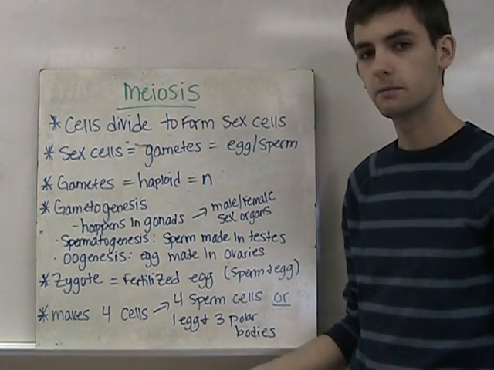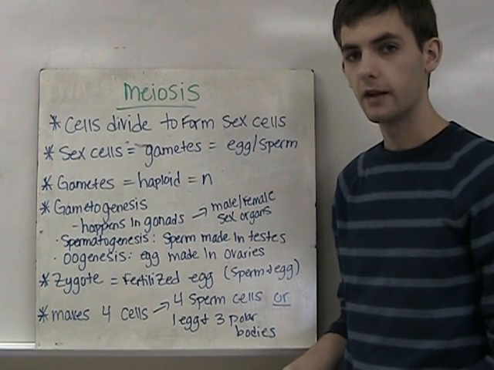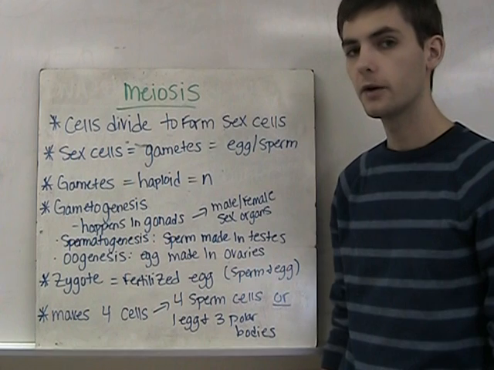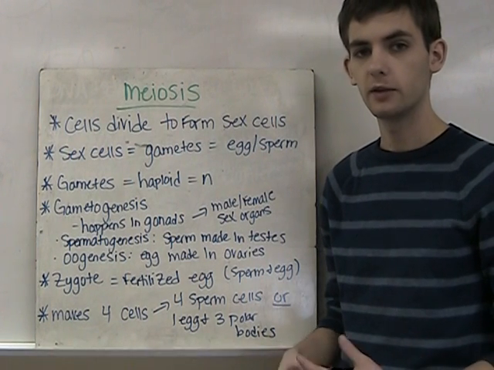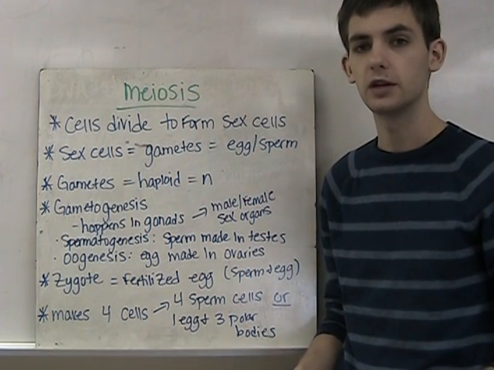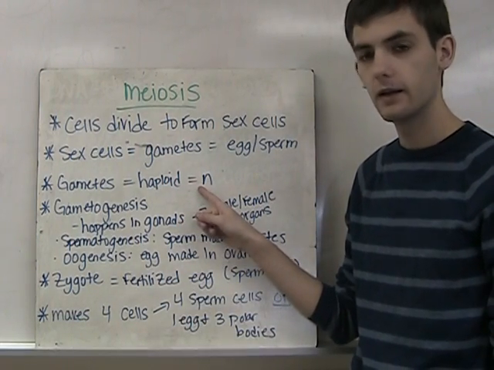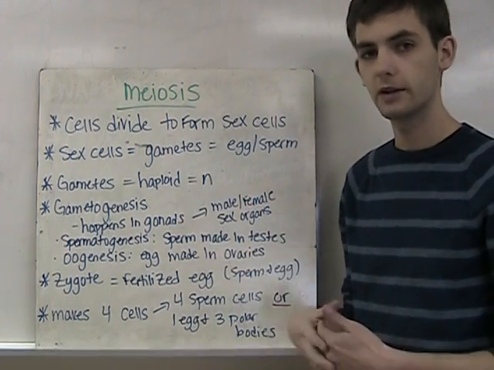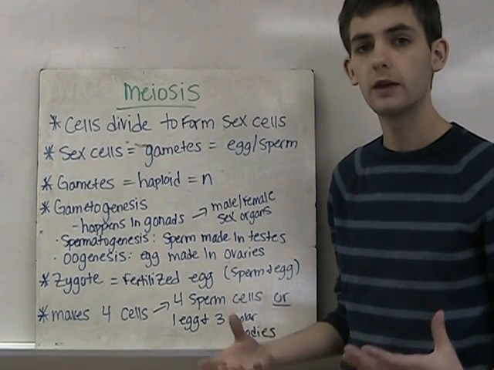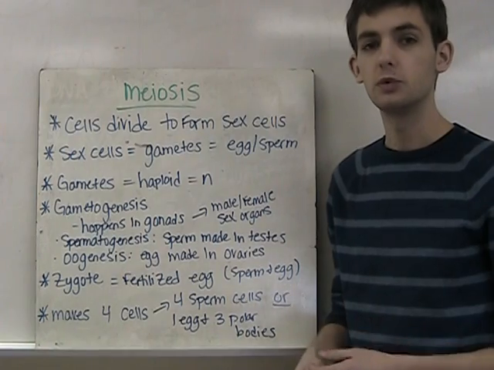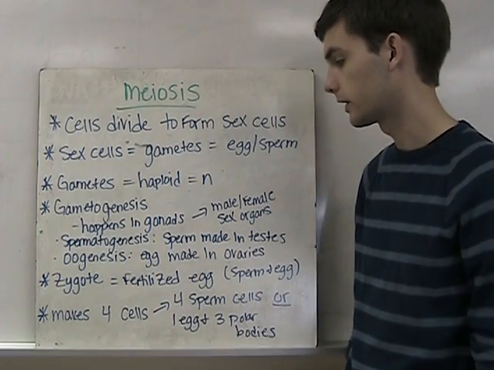When an egg and a sperm come together and form a fertilized unit, we get what's called a zygote. And a zygote is a fertilized unit that contains all of the information needed for that organism. So when an N egg and an N sperm cell come together, we get a 2N organism, or 2N cell, diploid, which is what you need to be that organism.